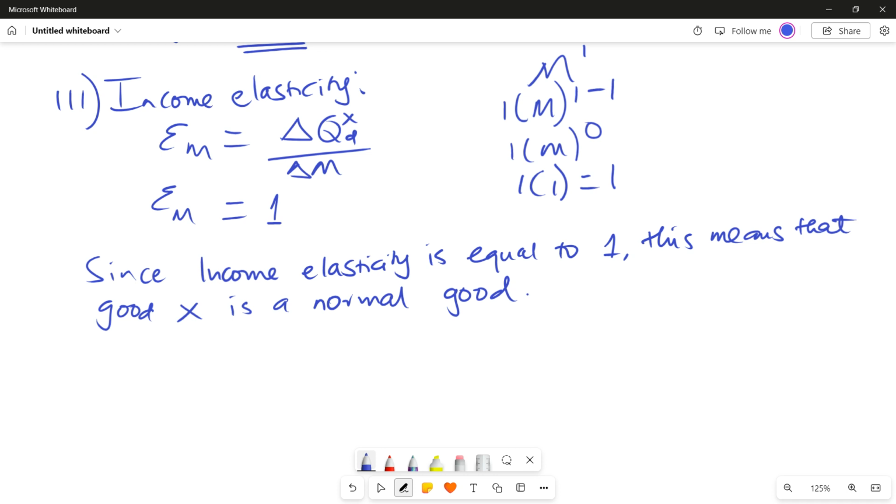So remember, for normal goods, the value will range from 0 to exactly 1. Okay, so that is for a normal good. And for an inferior good, it will be negative. Because we know that a normal good is just a good whose demand is going to increase with an increase in income. So as your income is increasing, you are going to demand more and more of this particular commodity. Since the value in this case is equal to 1, we are going to conclude that X is a normal good.